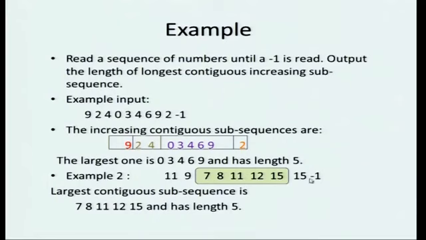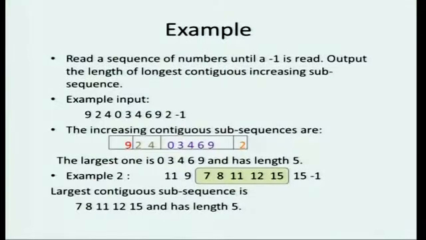And I decided to stop here even though the next number was 15, because I am interested in an increasing subsequence. So 15 and 15 are equal numbers, so we break it there. So the longest increasing subsequence is 7, 8, 11, 12, 15, and its length is 5. So this is the longest contiguous increasing subsequence.